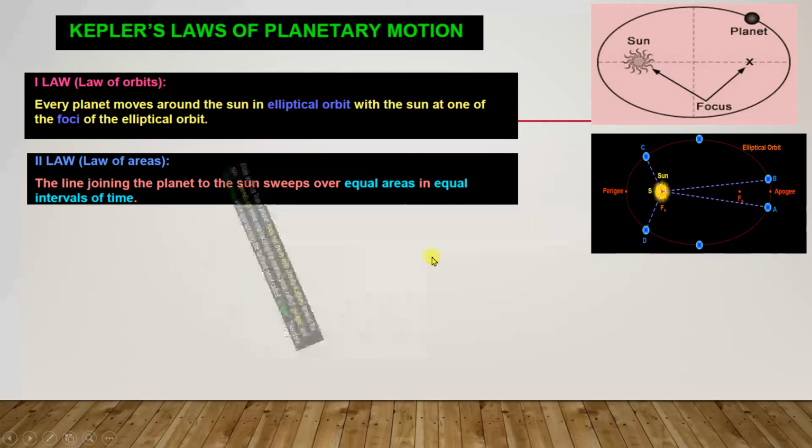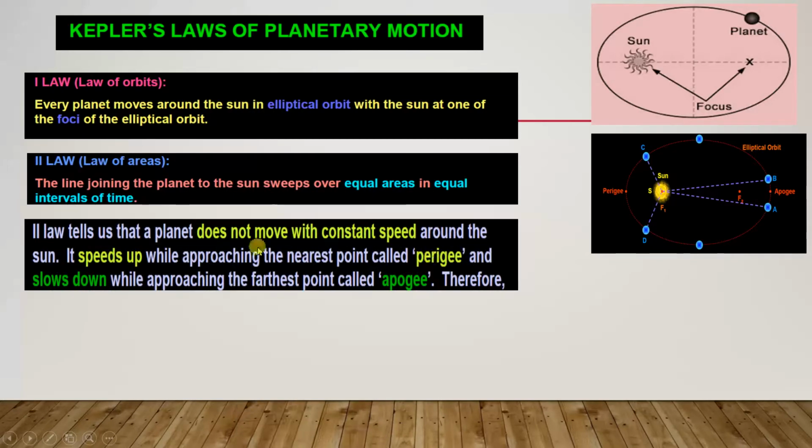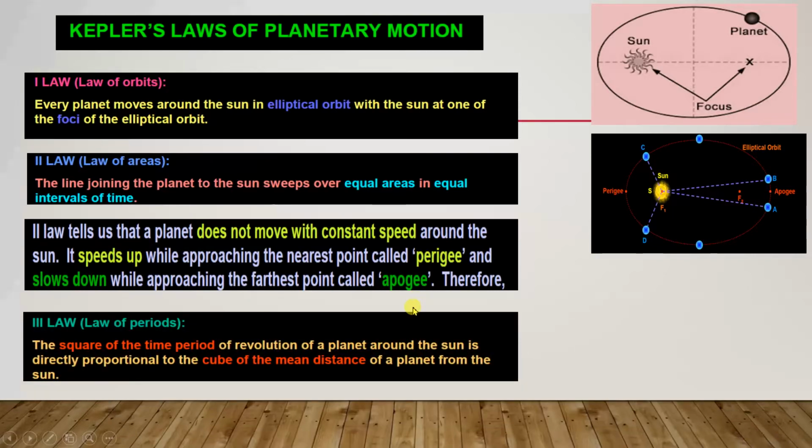तो हम यहाँ कंक्लूड कर सकते हैं that when the planet moves around the sun, then it does not have a constant speed. It speeds up near the perigee and it slows down near the apogee. ठीक है जी? So let's move to the third law.